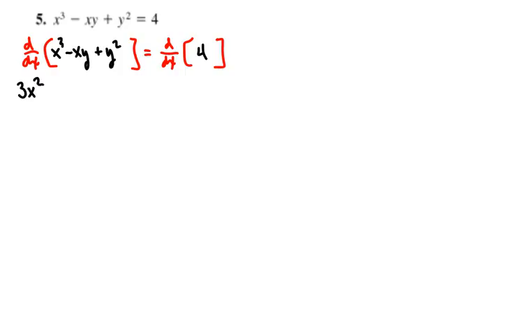Now for the next term, I have negative xy. xy you have to look at as though it were a product, and it is a product. It's a product of x times some function of x that we call y. So we really have a product of functions, and we're going to need to use the product rule for that.